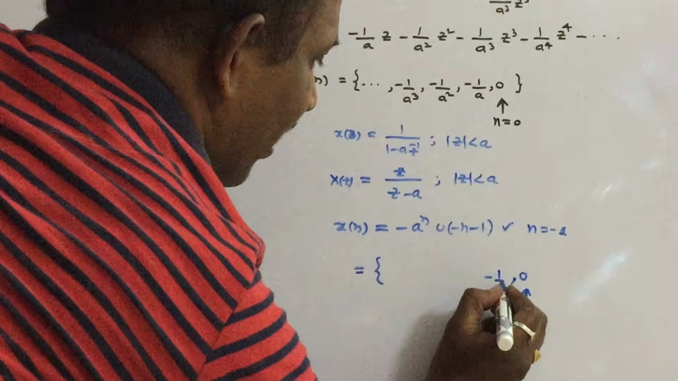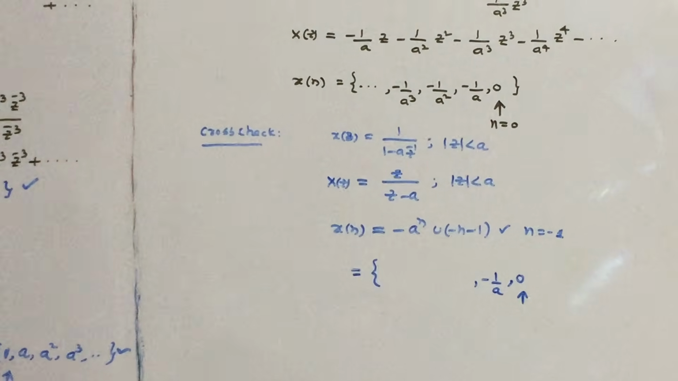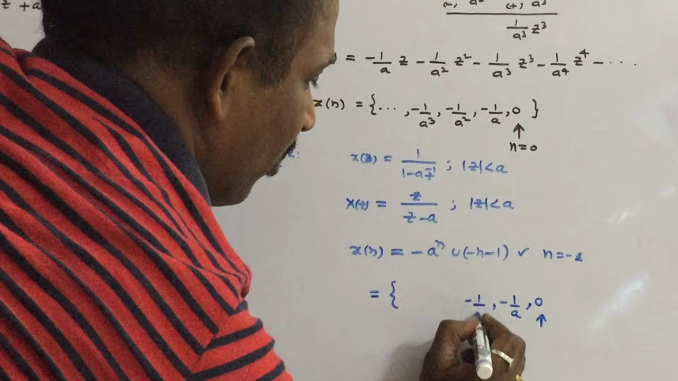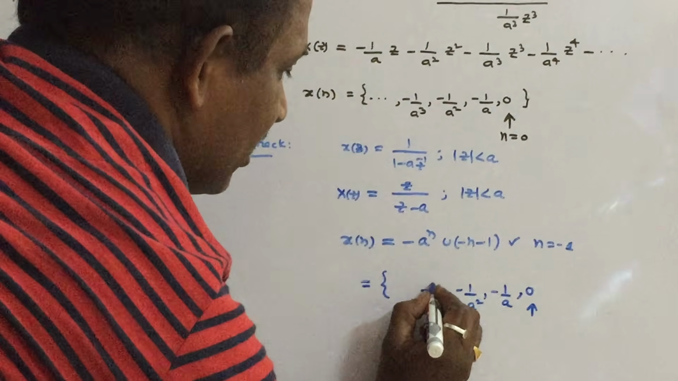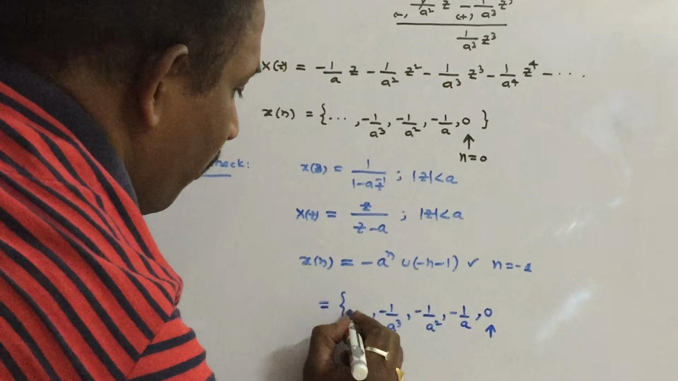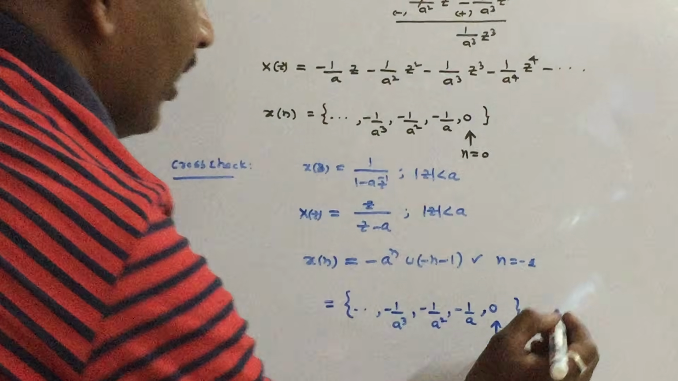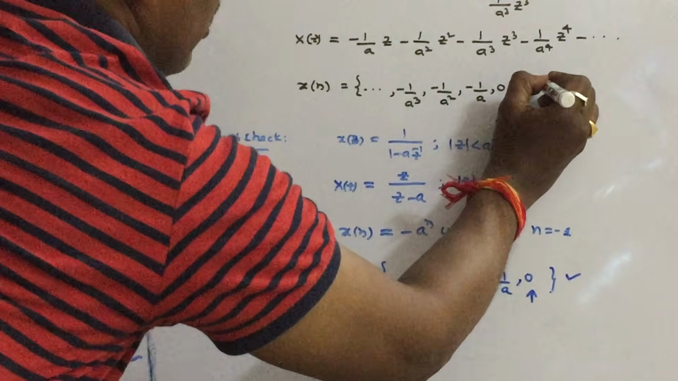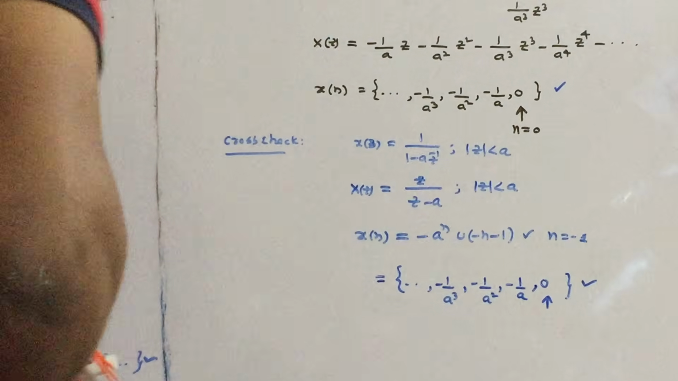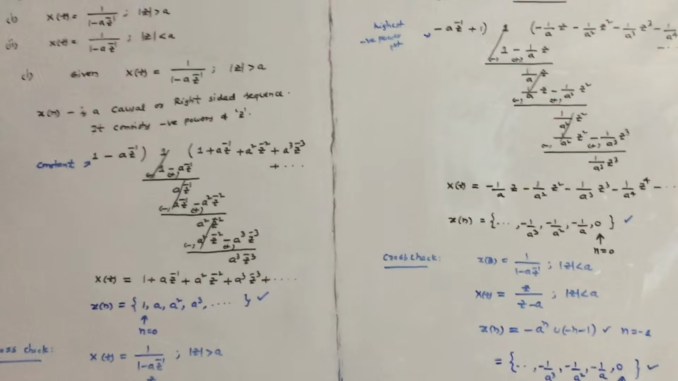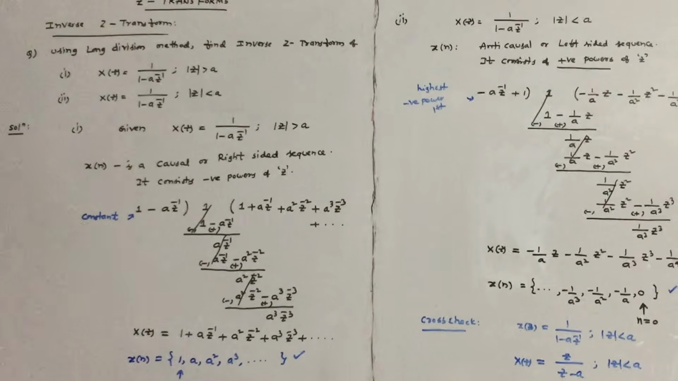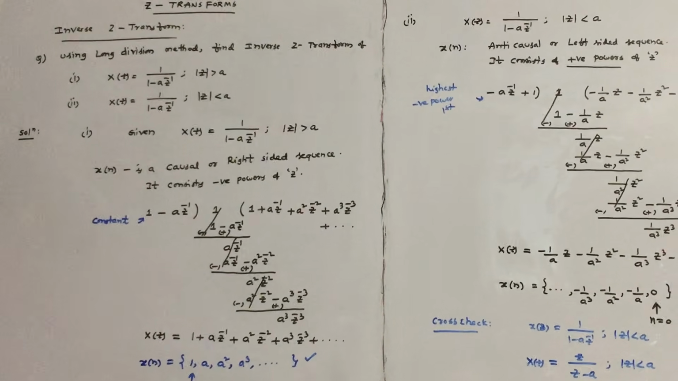The second element is minus 1 by a. If you substitute n equal to minus 2, this term comes out as minus 1 by a square. The next term comes out as minus 1 by a cube, and so on. In this way you can cross check that our answer is correct. In this way you can do the problems on the long division method or power series method. Thank you.